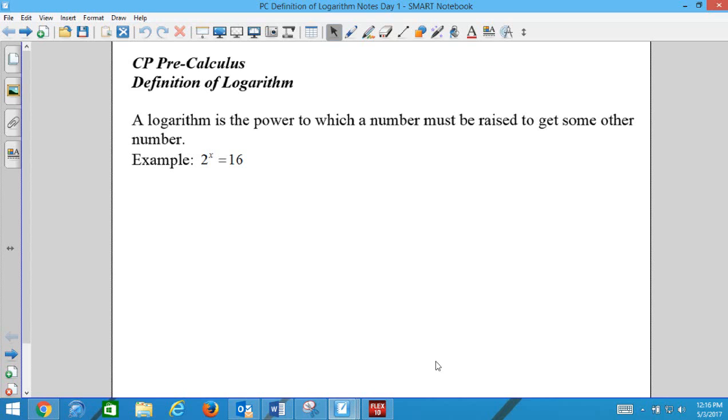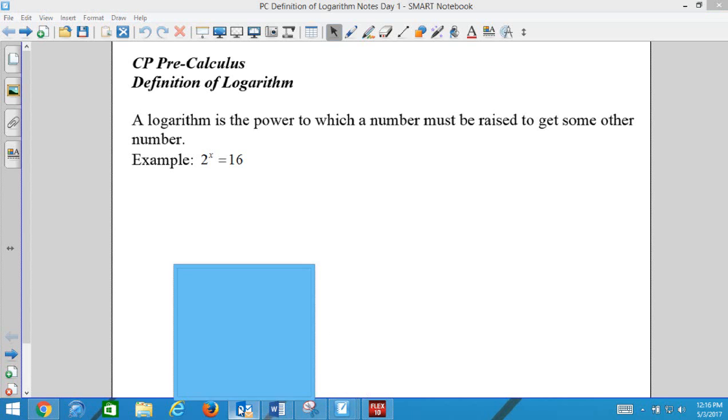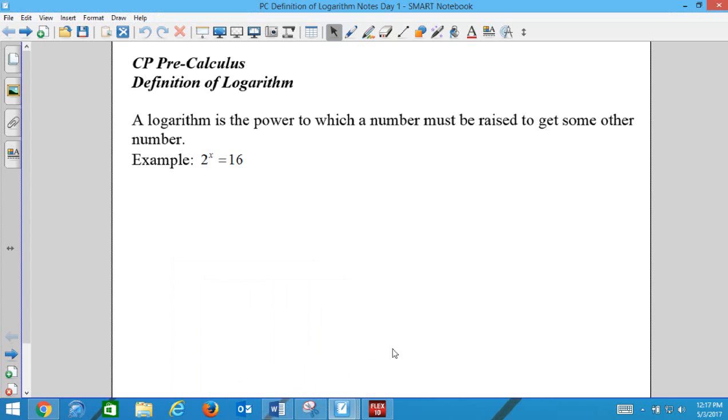The definition of a logarithm is the power to which a number must be raised to get another number. The definition of a logarithm is the exponent that is missing there. That's what the definition of a logarithm is. A logarithm is equal to an exponent. You've got to remember that the logarithm is equal to an exponent.